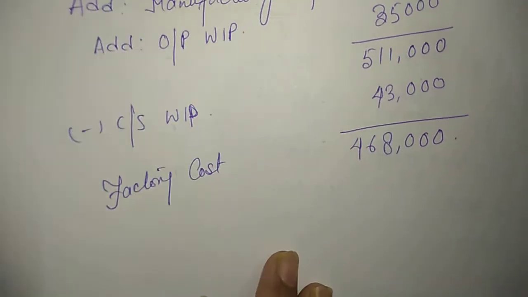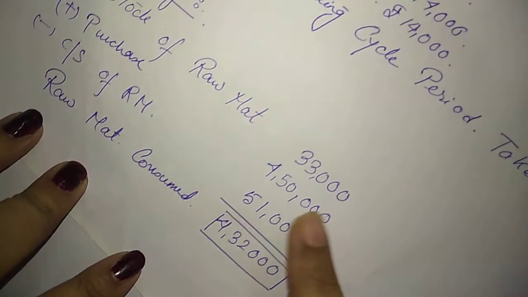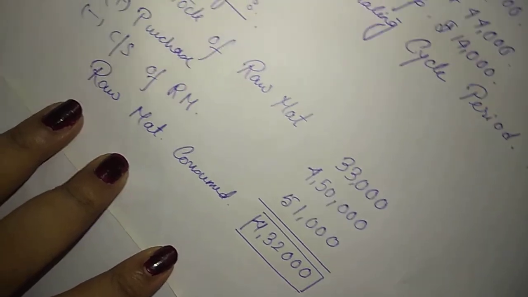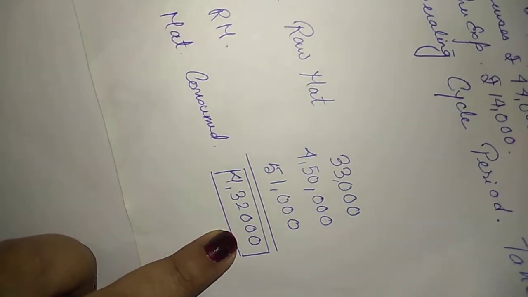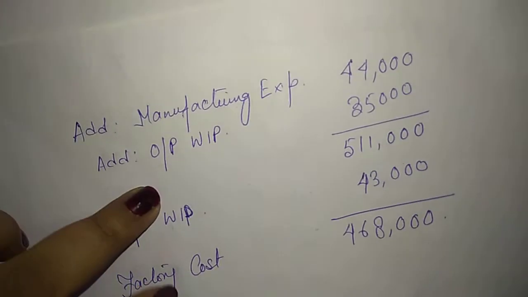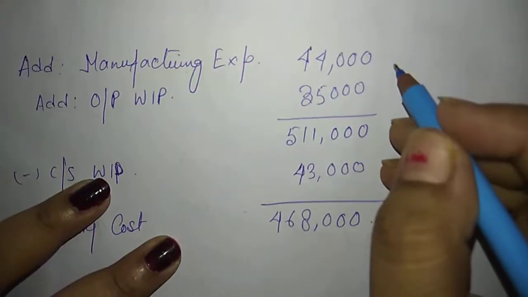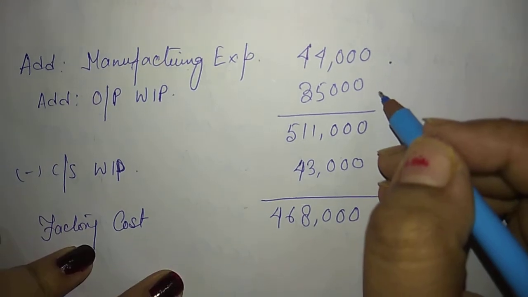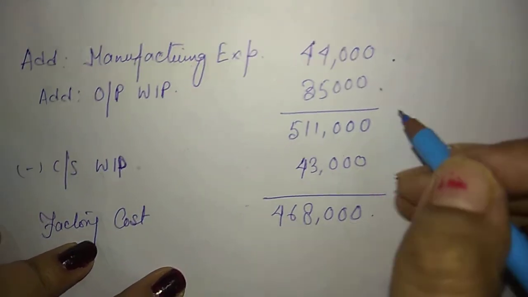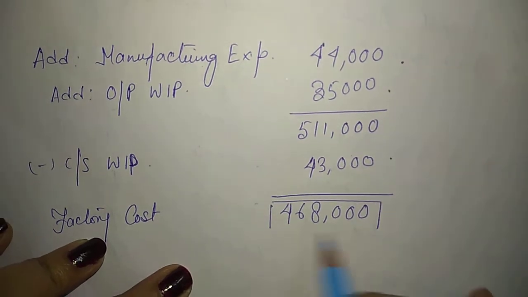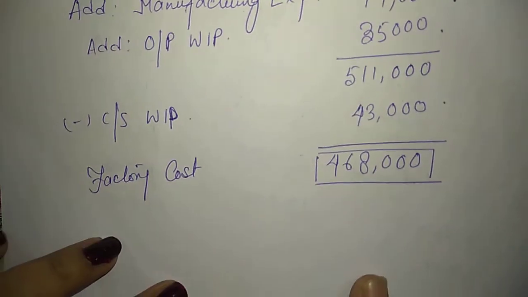Here we are purchasing the raw material, and we are finding out how much raw material I am sending to production. This much raw material I am sending to production. Then after I send the material to production, I have incurred manufacturing expenses. I have opening WIP that I'll add. I have closing WIP that I'll deduct. And what I get is factory cost. Got it.